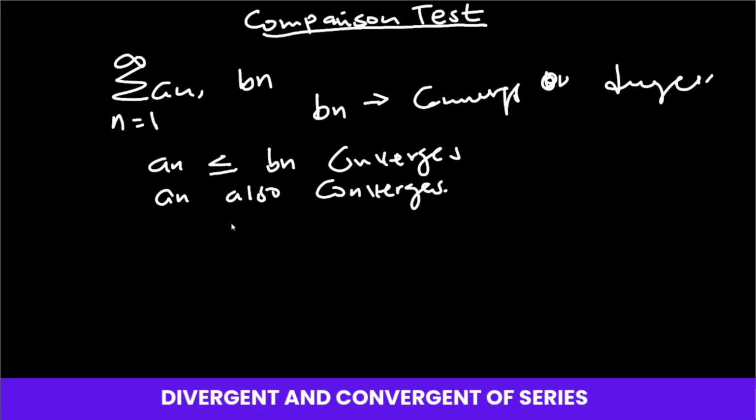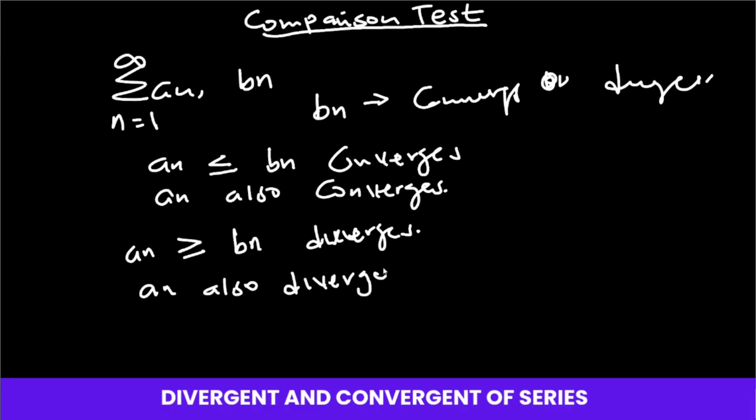Now let's proceed. Let's assume after we've determined the convergence or divergence of bn, we've found that bn diverges. If bn diverges, then an will only diverge under the case where an is greater than or equal to the value of bn. Under that condition, you can see an also diverges. Don't forget that what we are looking for is the divergence of an.